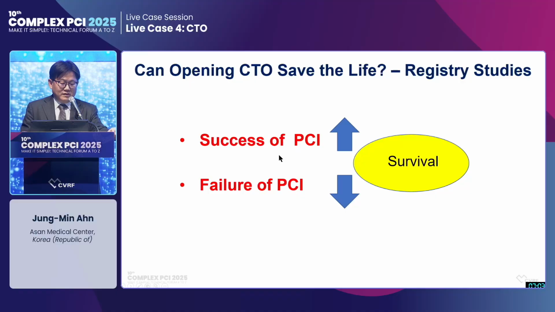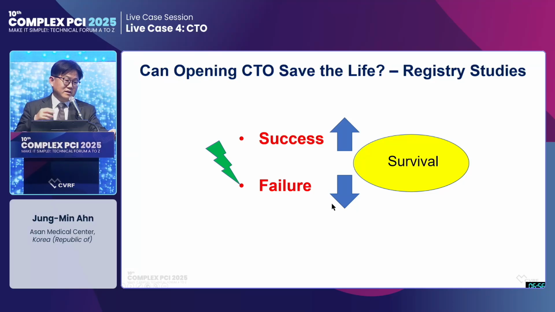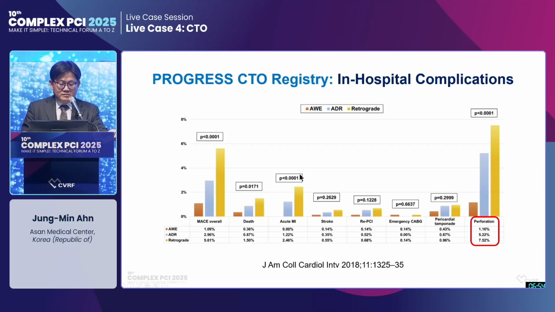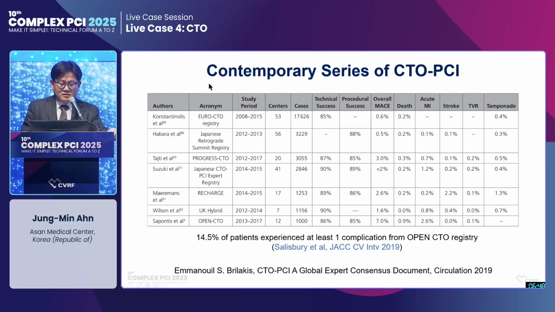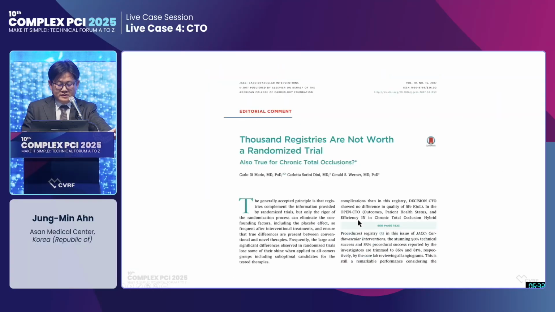I don't agree with these statements. Instead, CTO failure may have decreased patient survival because the CTO intervention is always associated with complications, and the population, things like that. This is a summary of complication rate. Technical success is almost more than 90%, but cardiac tamponade and any kind of complication associated with CTO intervention is 14%, 15%.